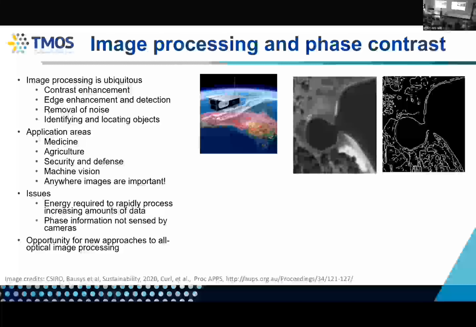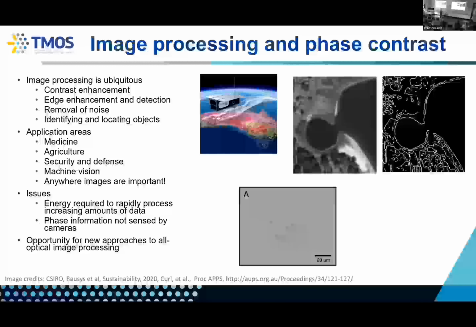Associated with this is the problem of trying to visualize transparent objects. So this, although it's probably far from clear, is a picture obtained of an unstained cheek cell. And if we look at objects like this with a conventional camera using a conventional microscopy system, there is very little contrast. However, when light passes through a transparent object, there are variations in it that produce a change in the phase of the transmitted light.